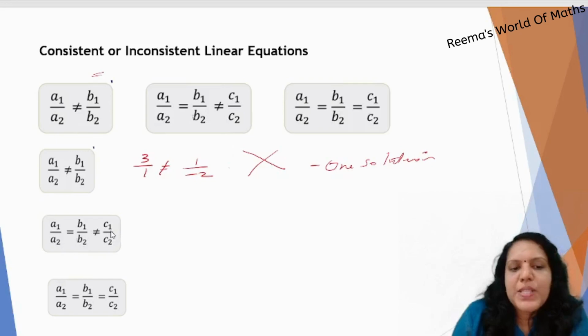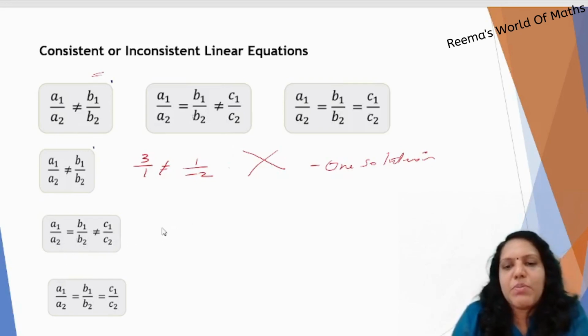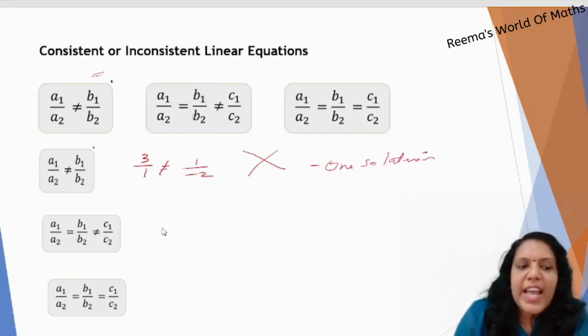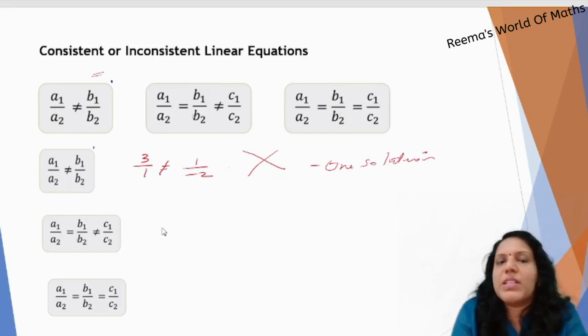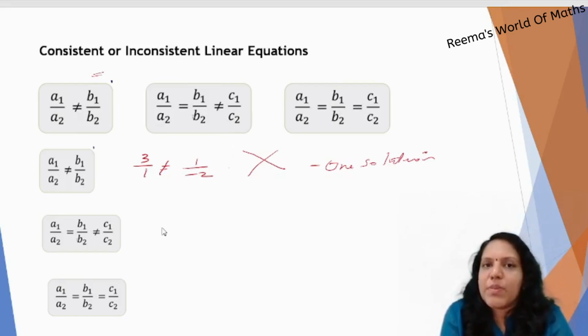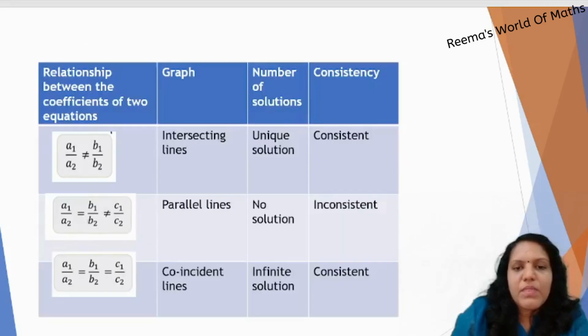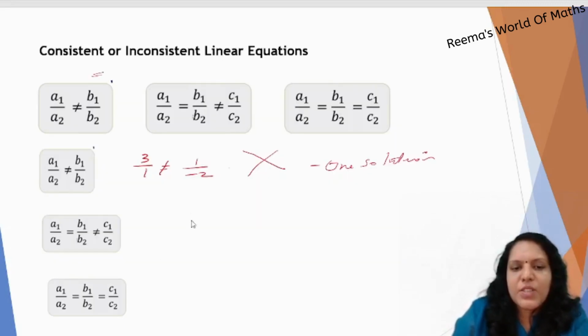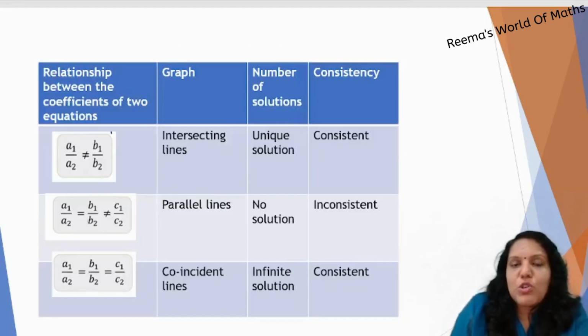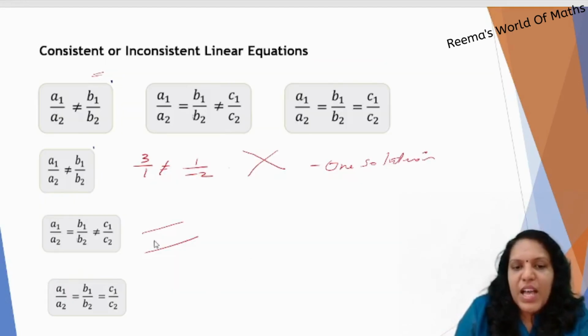Another condition: a1 by a2 is equal to b1 by b2 and not equal to c1 by c2. So the ratio of the coefficients of x from the two equations will be equal to the ratio of the coefficients of y, but it will not be equal to c1 by c2. In this case, it will have parallel lines. If this is the case, the graph will look like parallel lines and it will have no solution, and it is inconsistent.